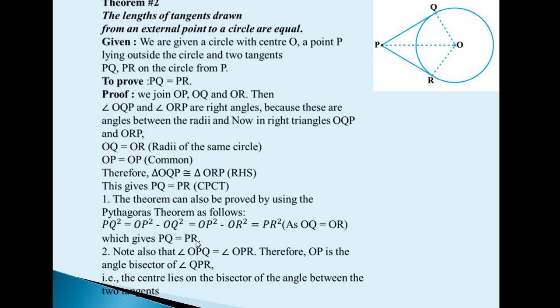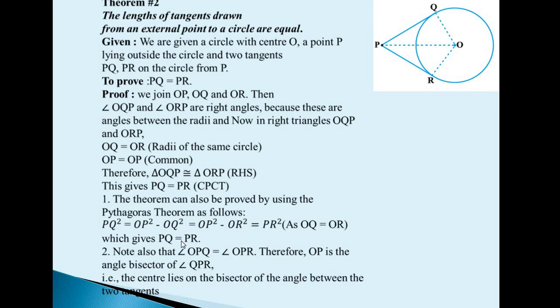If you don't want to prove the two triangles congruent and then use CPCT to get PQ equal to PR, you can also use the concept of Pythagoras theorem in these two triangles, right? The way you can say that PQ square is nothing but PO square minus QO square, and your PR square is nothing but PO square minus OR square. Then OQ and OR you can replace, and then you will get the answer, right? This way you will prove that the two triangles are congruent.